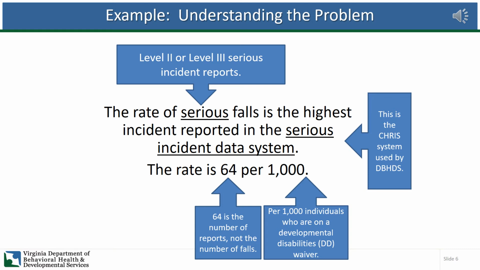Finally, it's important to understand that the 64 is the number of reports, not the number of falls, and that the rate per 1,000 is per 1,000 individuals who are on a developmental disabilities waiver.